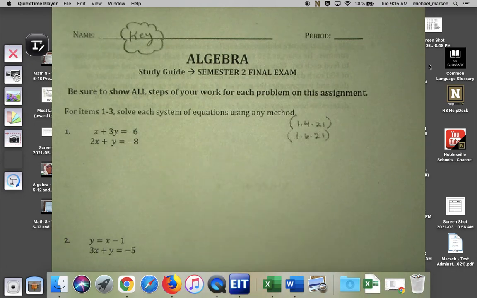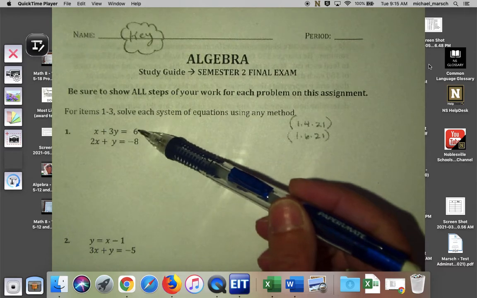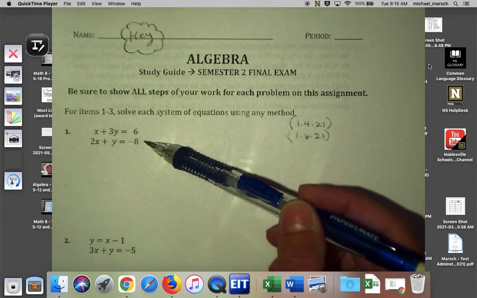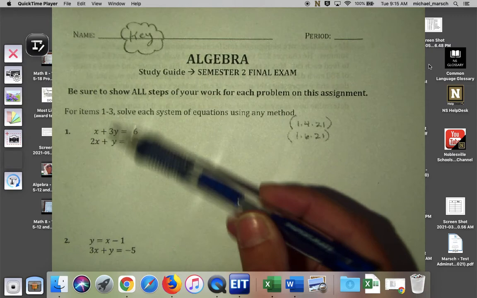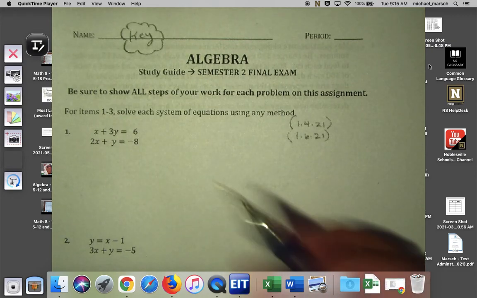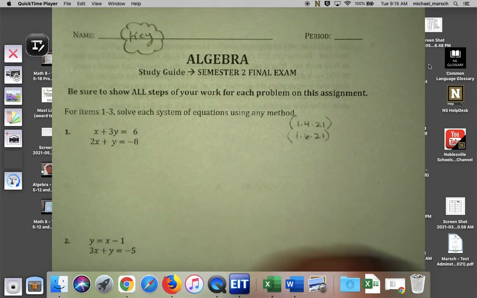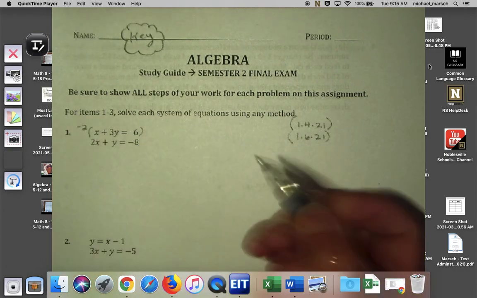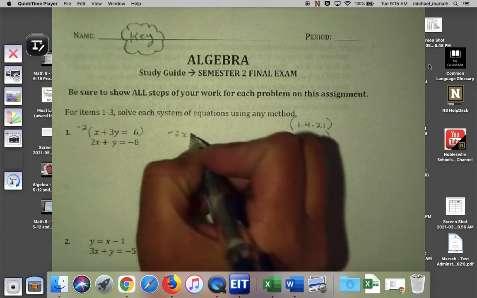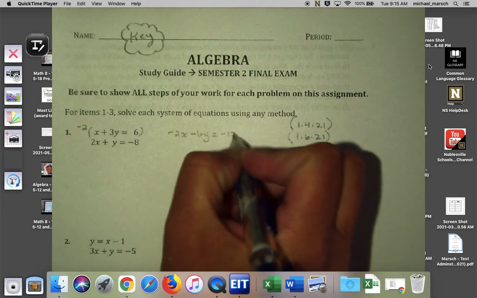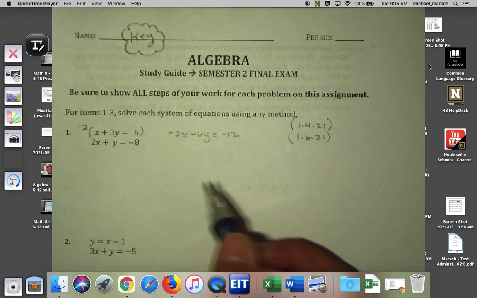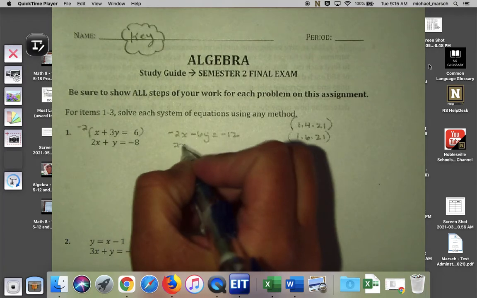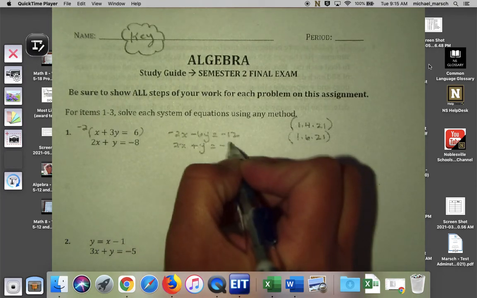So for number 1, I'm going to use the elimination method, which means I'm going to multiply either this whole equation or this whole equation by a number so I can eliminate a variable, and then substitute that back in to get the other value. So I'm going to multiply this top equation by negative 2. This will give me negative 2x minus 6y equals negative 12, because I distribute that to every term. Then I have my 2x plus y equals negative 8.